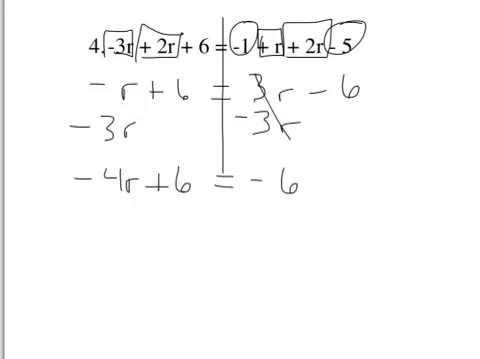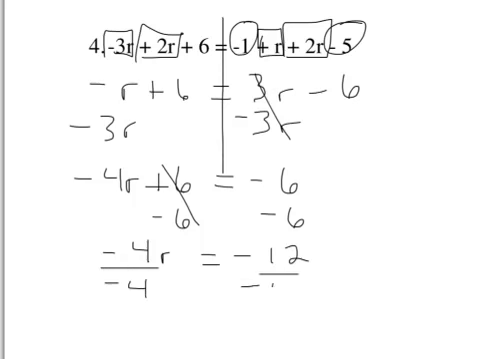I will then move the 6 to the other side by doing the opposite. Negative 4r equals negative 12. Okay, I will then divide both sides by the negative 4. I get r equals 3.